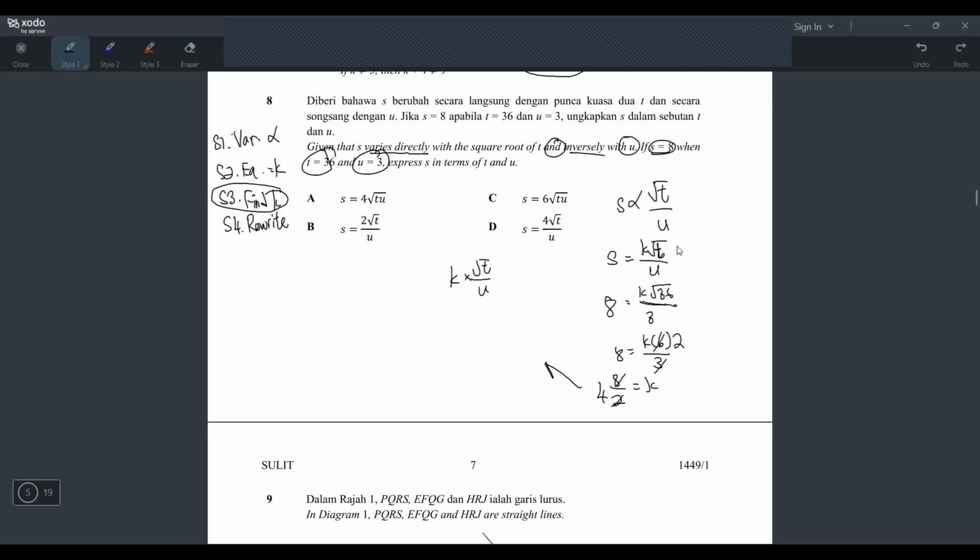So when you rewrite, it becomes what? So when you rewrite, you look at this. So it becomes S equals K square root T over U, which is 4 square root T over U. This one is the step 4 lah, rewrite. So the answer is D.